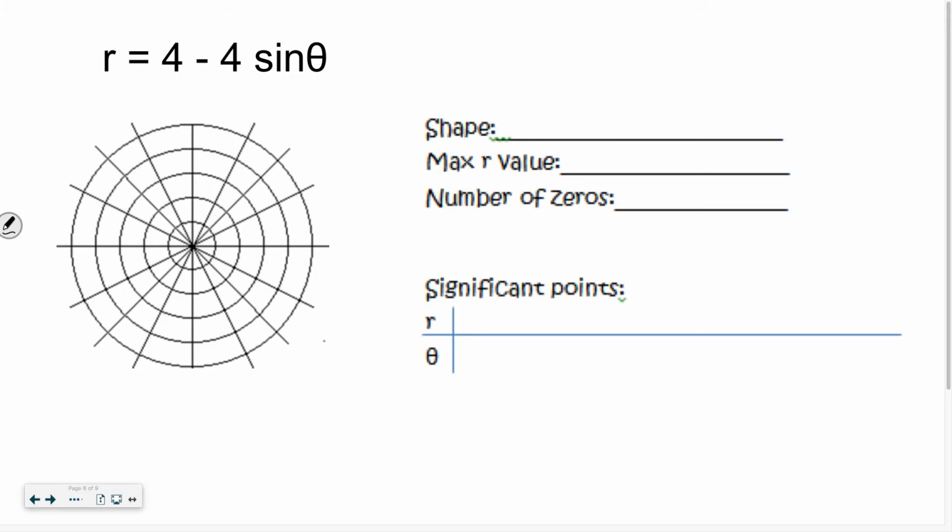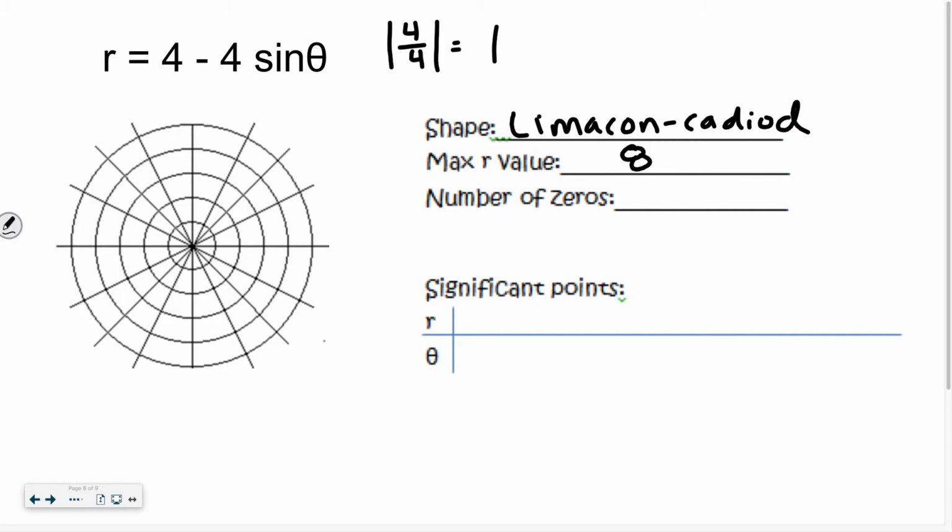If I did the ratio of A over B, that's equal to 1. So this is a limacon that is a cardioid. The max R value is 4 plus 4, which is 8. And a cardioid only has 1 point at the pole. Put in 0, pi over 2, pi, and 3 pi over 2, and plug them in. The sine of 0 is 0. This is going to give me 4. The sine of pi halves is 1. So it's going to be 4 minus 4, which is 0. There's my point at the pole.